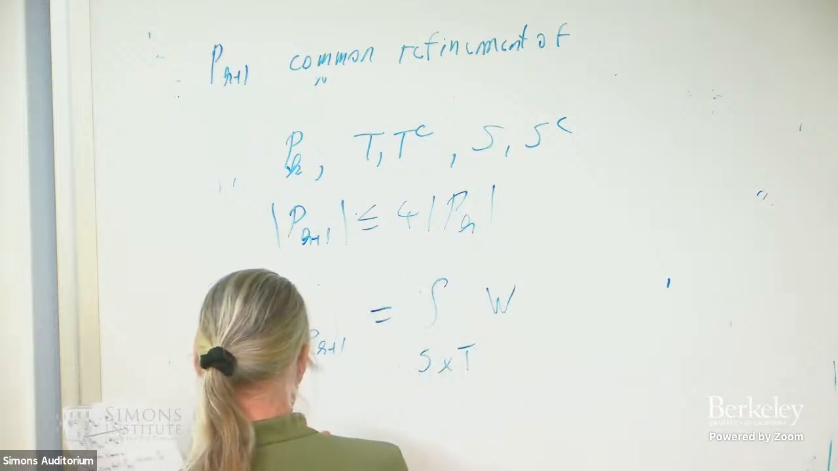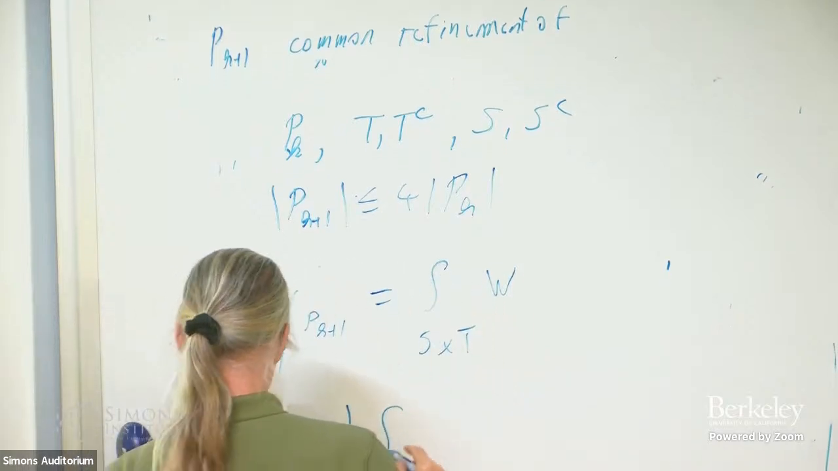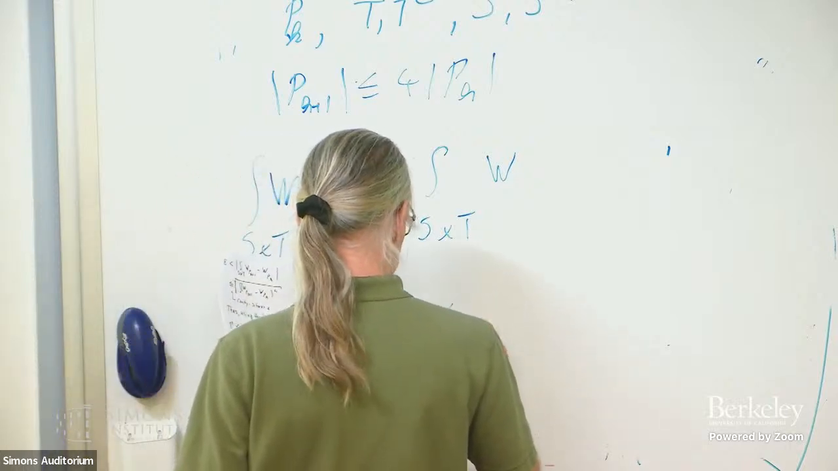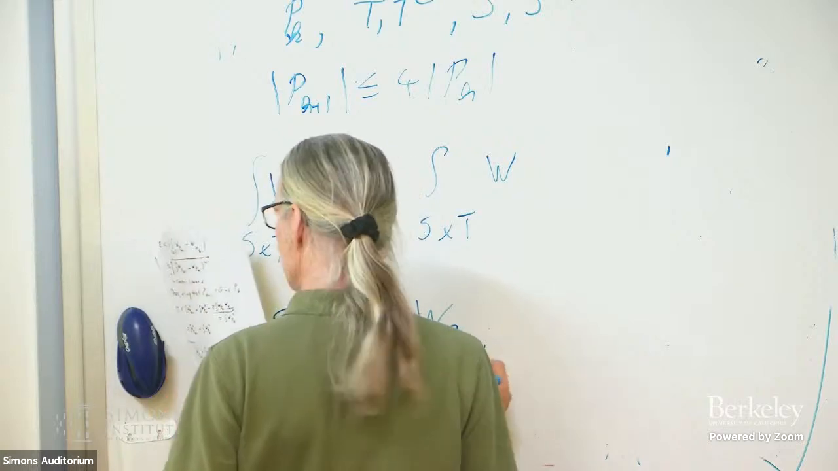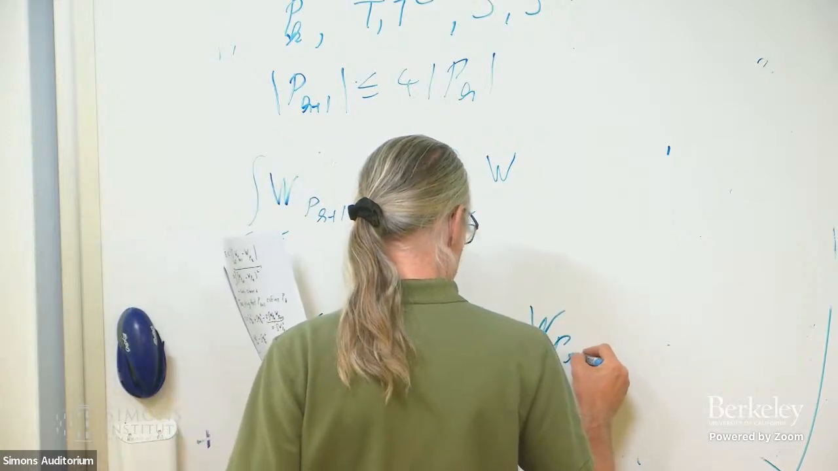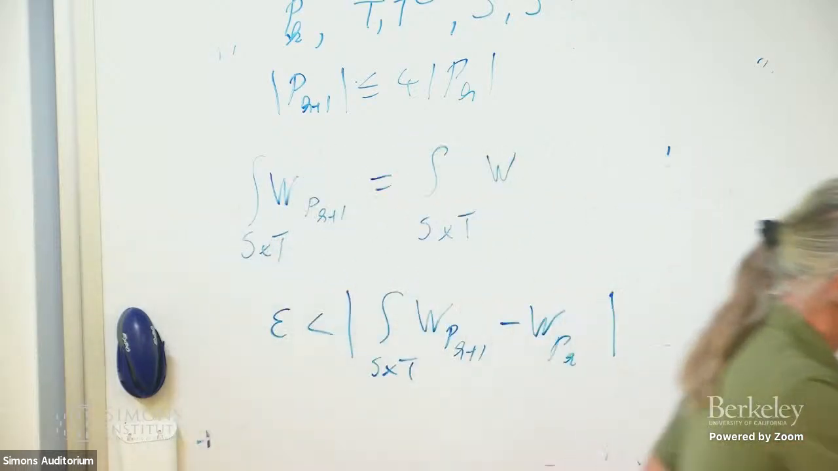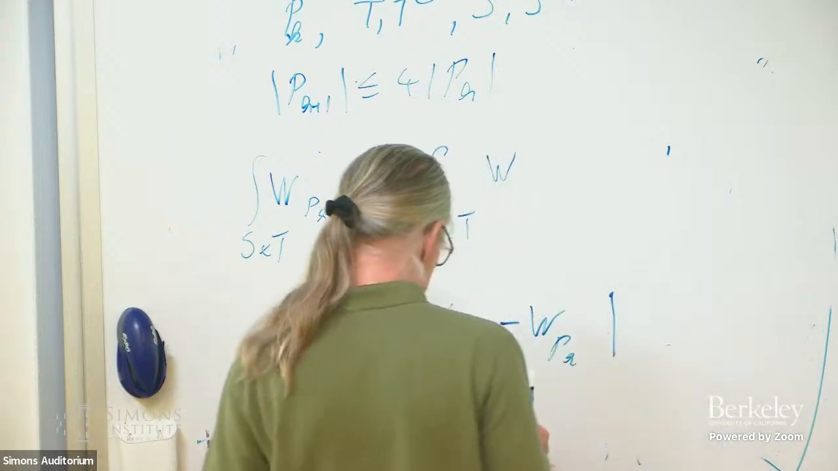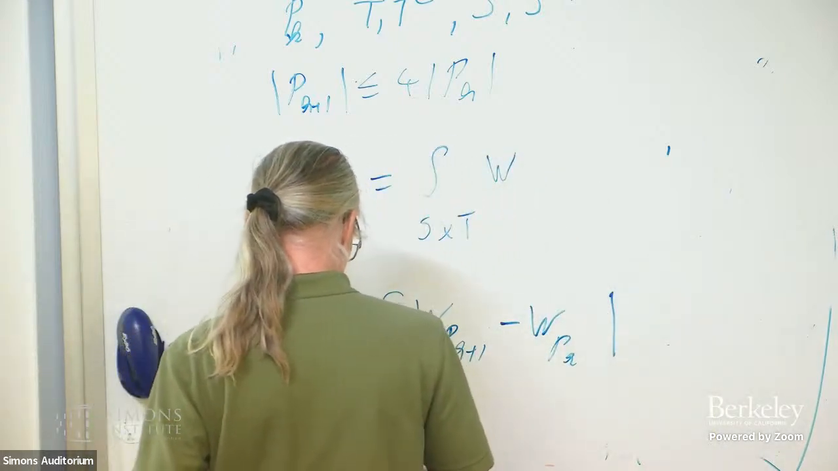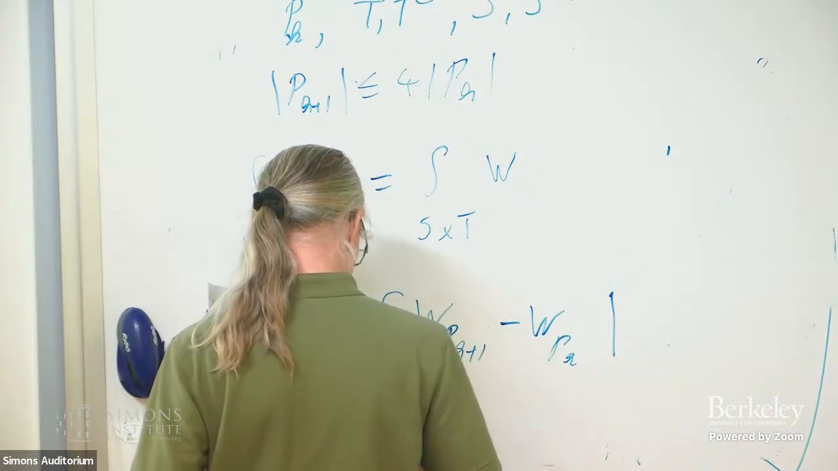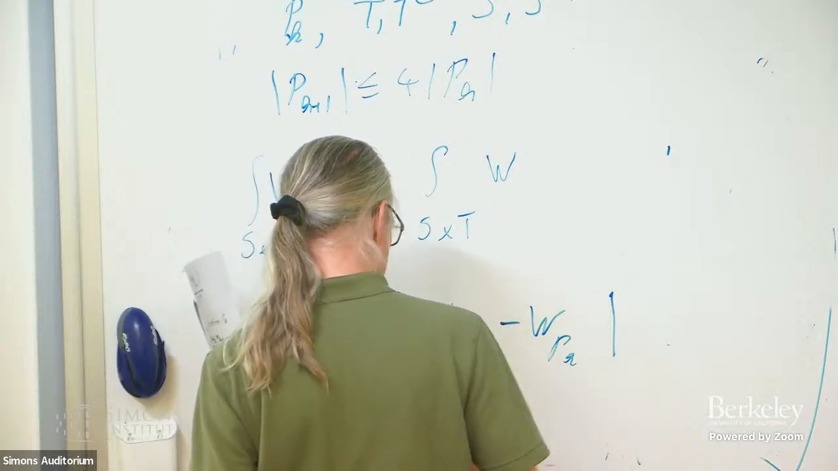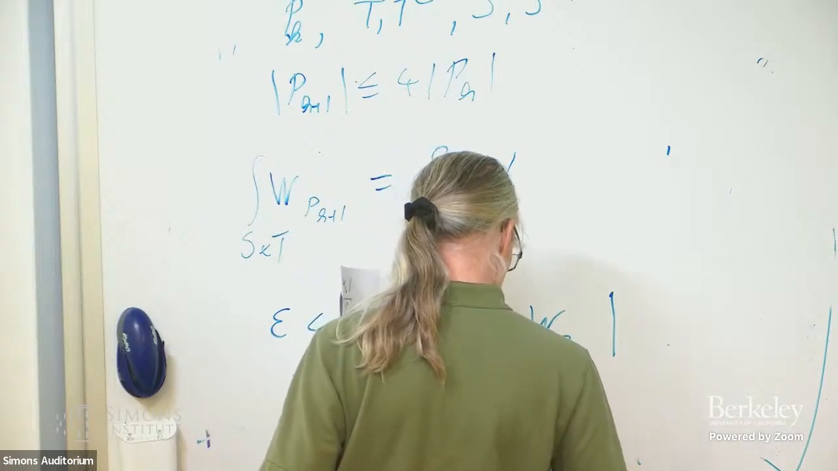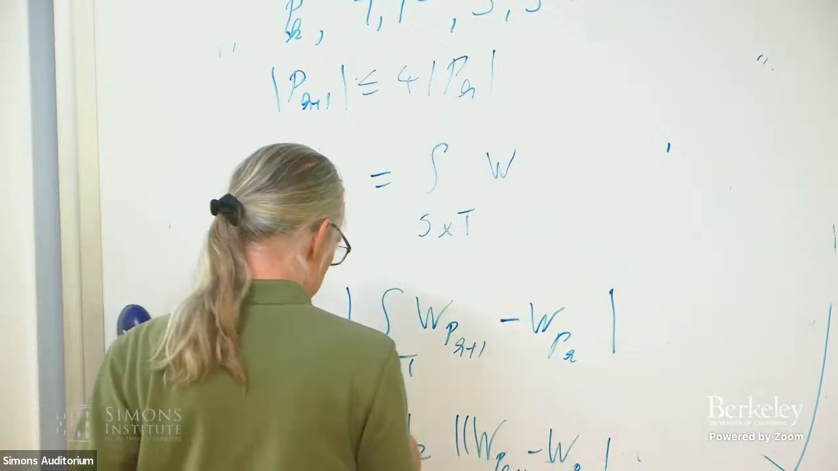So now we have epsilon is smaller than the integral of 1_{S×T} times w. It was w, but now I write w_{P_{k+1}} minus w_{P_k}. That was just this assumption, because I now wrote the w like that. So that's my assumption. By Cauchy-Schwarz, this is bounded by the 2 norm of 1_{S×T} and the 2 norm of w_{P_{k+1}} minus w_{P_k}. And this is bounded by 1, so I get rid of it.